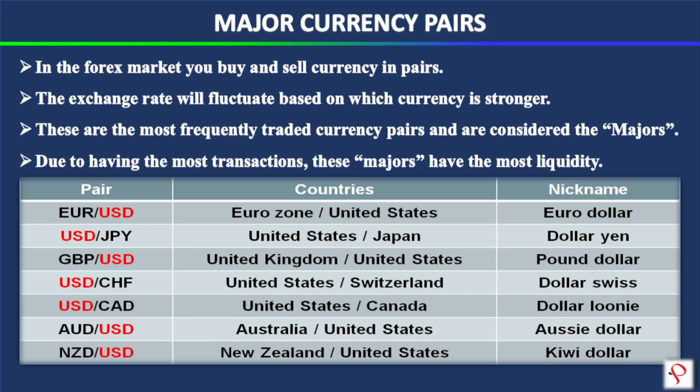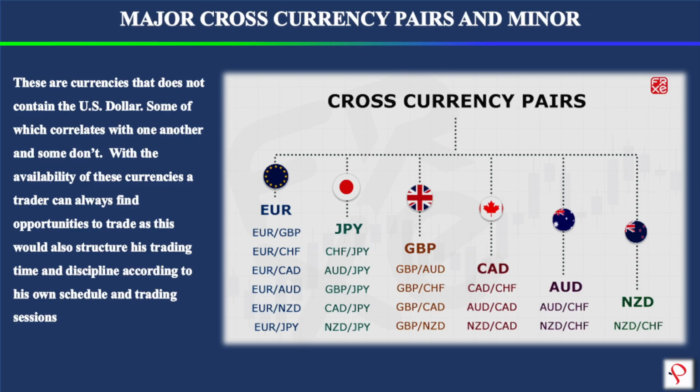So let's talk about the major cross-currency pairs and minor pairs. These are currencies that do not contain the US dollar, some of which correlate with one another and some don't. With the availability of these currencies, a trader can always find opportunities to trade, as this would also structure his trading time and discipline according to his own schedule and trading sessions.